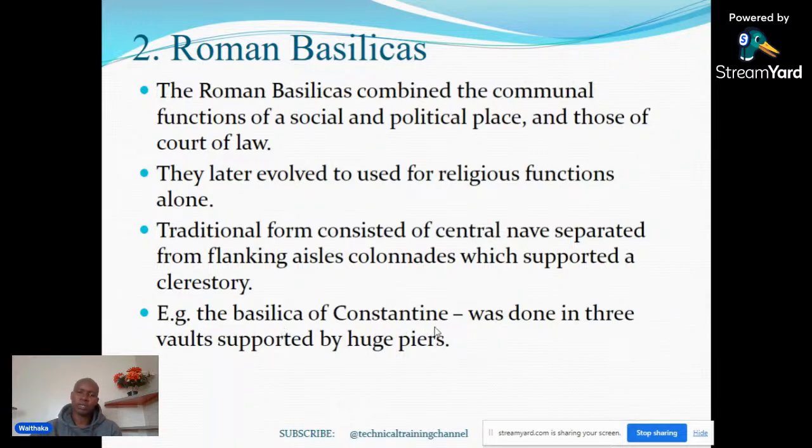Example is the Basilica of Constantine, which was done in three vaults, supported by huge piers. So that is one of the basilica that is quite synonymous with the ancient Roman architecture.